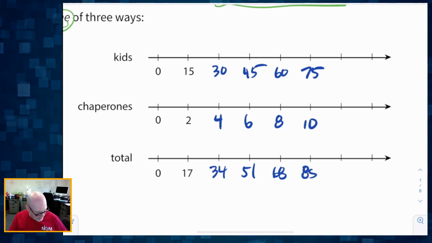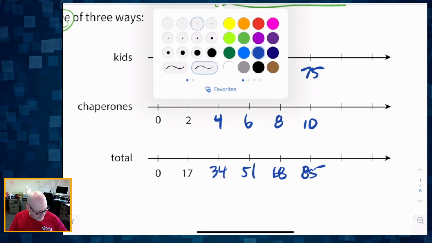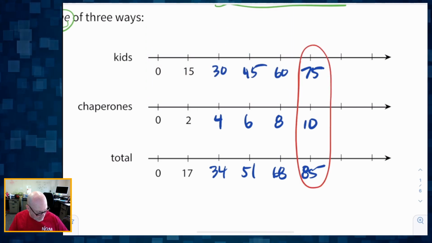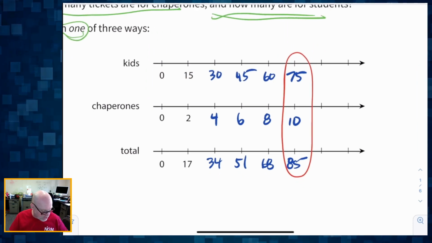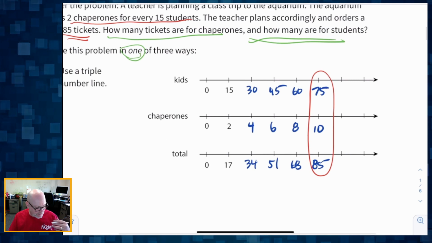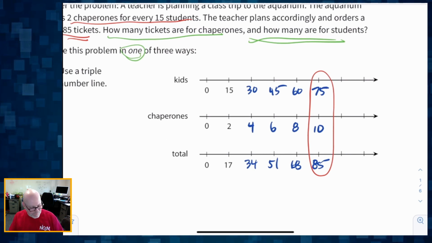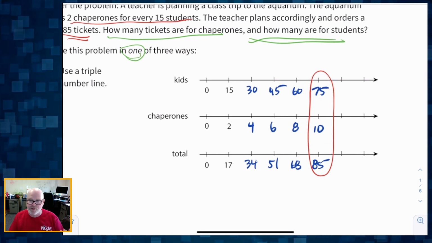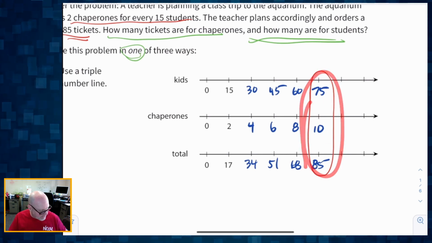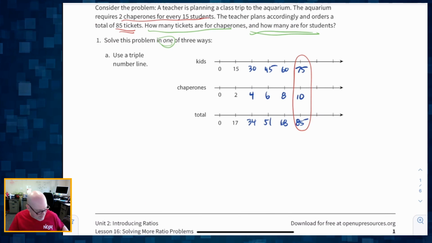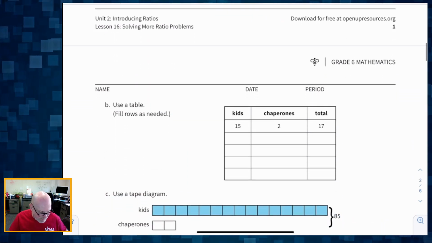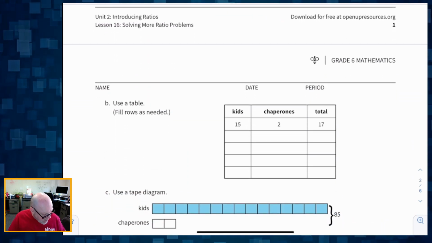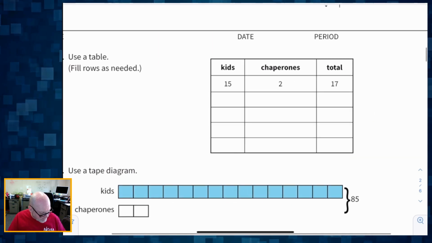And hey, look at that. There is our 85, and that is our, I don't know, magic solution right there. So how many tickets were for the chaperones? 10. And then how many tickets were for the kids, the students? 75. And there's our 85 total. So that's what it looks like with a double number line.